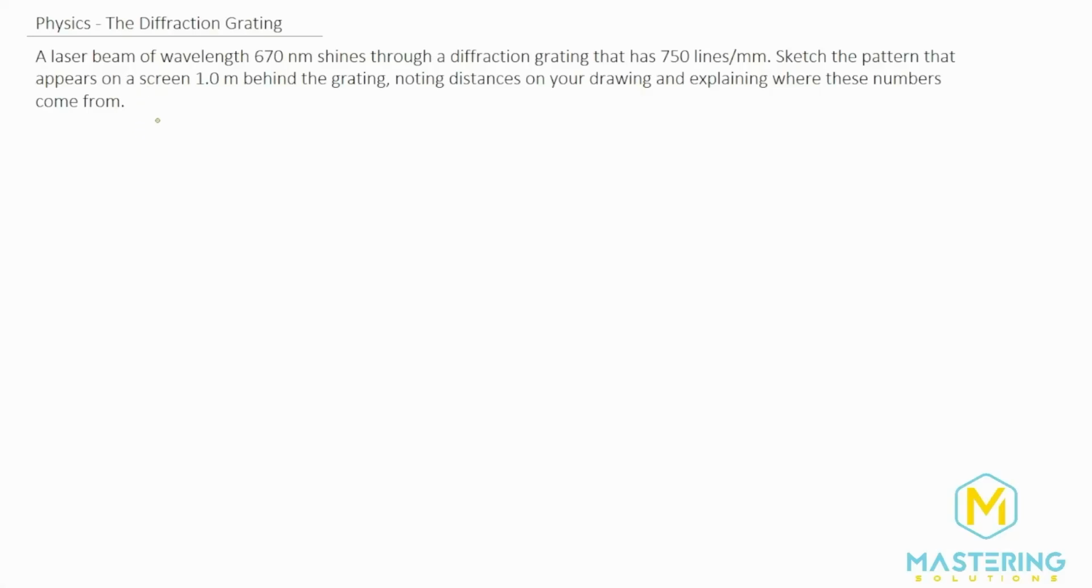Welcome to Mastering Solutions. In this question, we have to draw a picture of what's going on here, and then they want us to label everything and give numbers for all of it. So let's start by just drawing a line, and they say that there's 750 lines per millimeter. Obviously, we're not going to draw all that, so we'll just say this little line right here, that's where the diffraction grating is for this question.